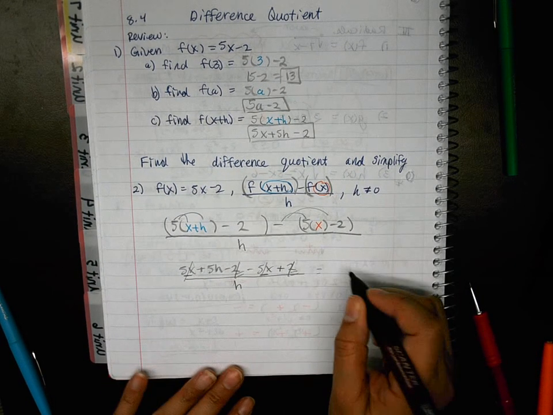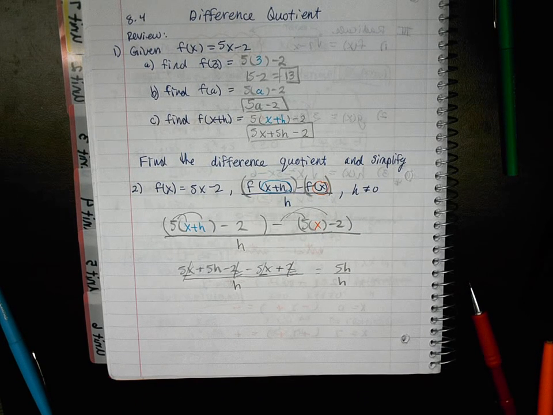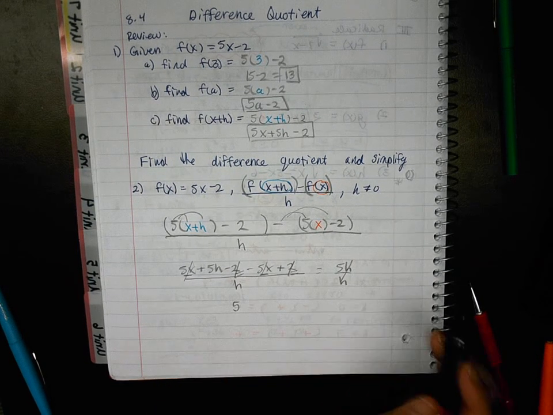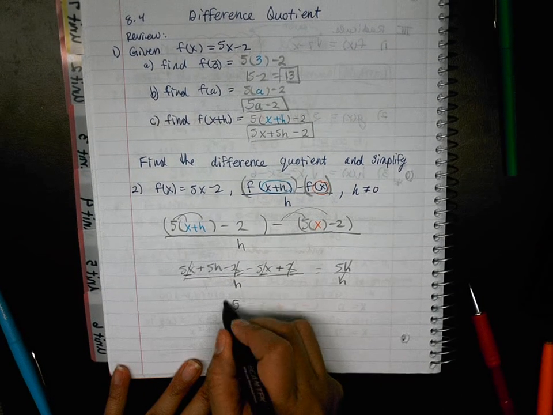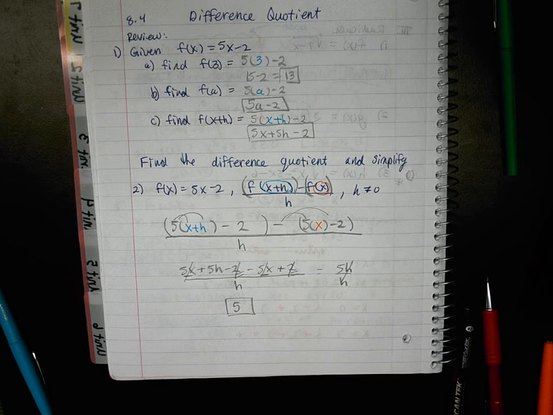So I end up with 5h over h. Do I have to factor anything to reduce? Not on this one. It just reduces to what? And as long as it's, actually I don't have to worry about the h does not equal 0. That's just given to you. Okay, and that's it. 5 is the answer.